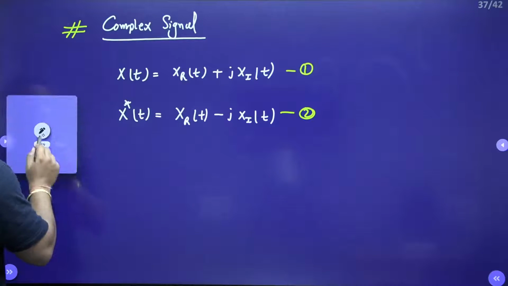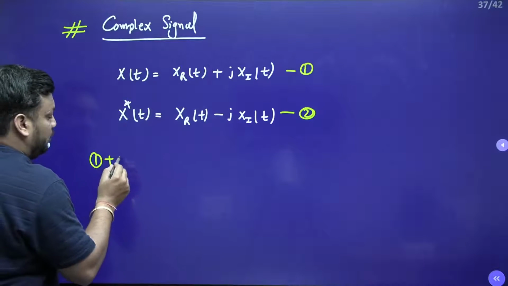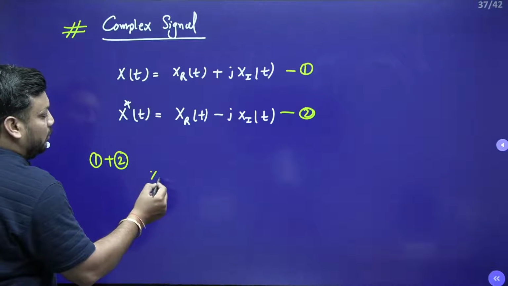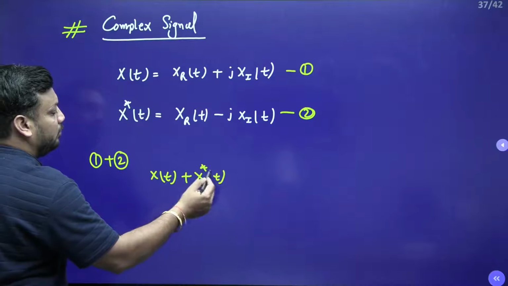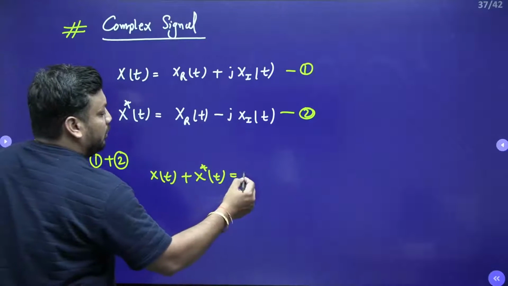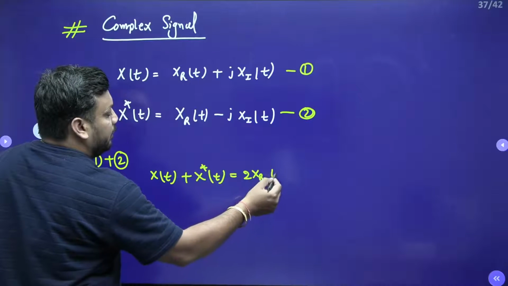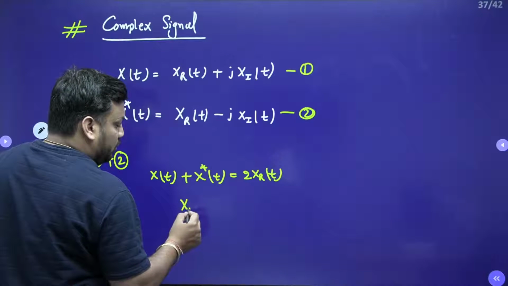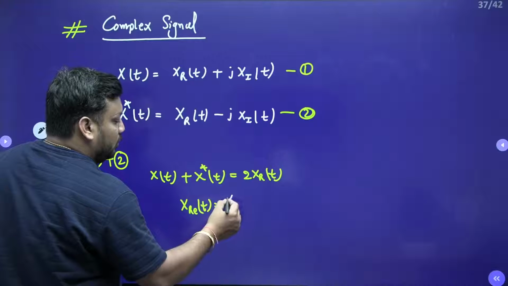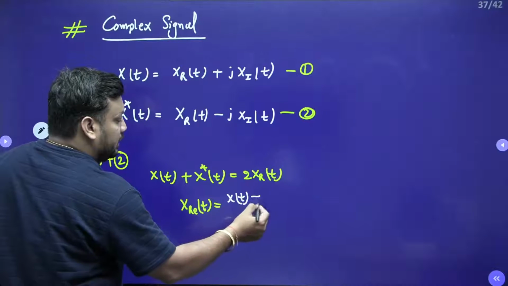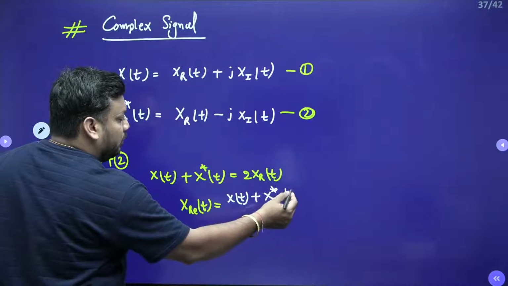So from equation number 1 and equation number 2, real and imaginary parts are very easy to identify. If I add equation number 1 plus 2, then on the left hand side I will get x(t) plus x conjugate of t, which is equal to twice x real part of t. That is why you can say that x real part of t is equal to x(t) plus x conjugate of t upon 2.